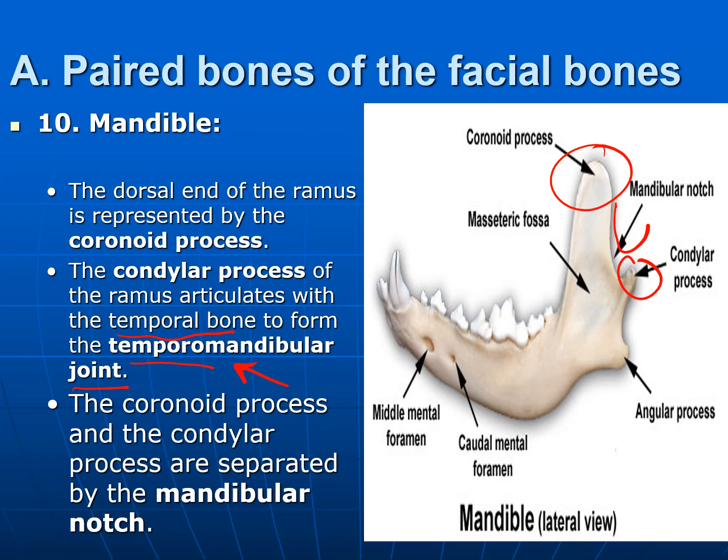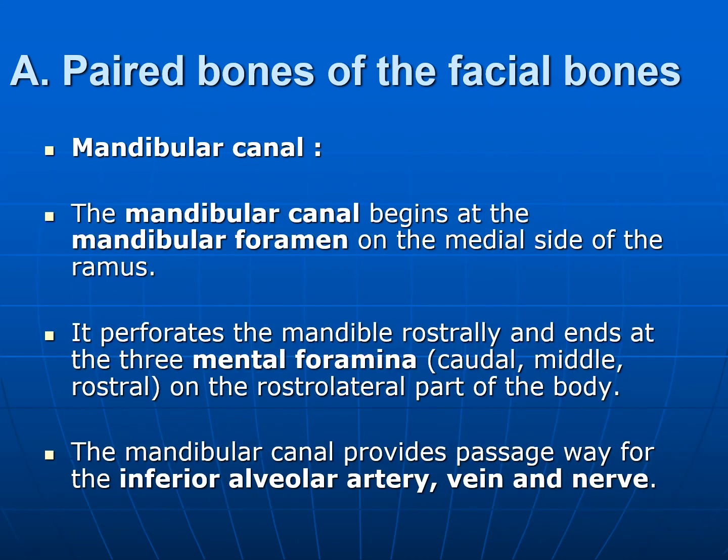As I said, this is the area between the coronoid and the condylar process. We call it the mandibular notch. And the one found in the caudal part is the angular process.